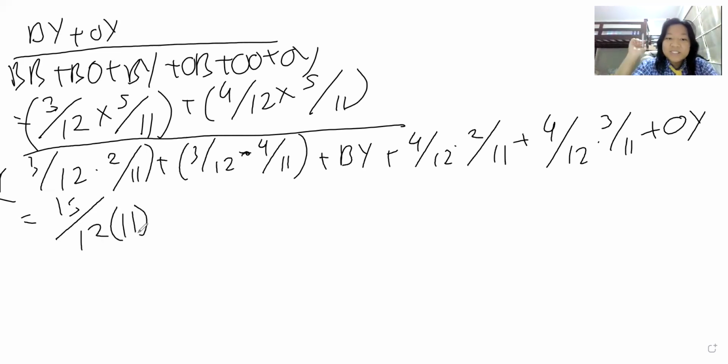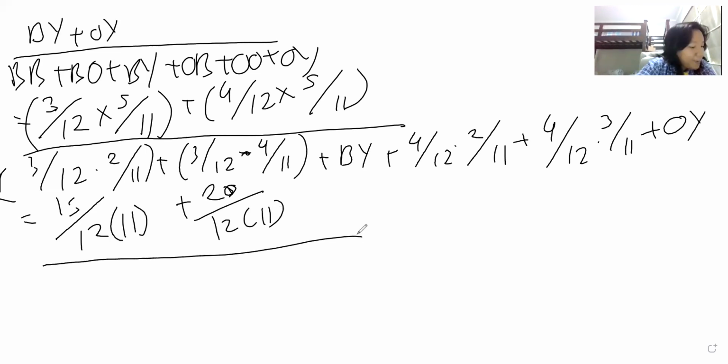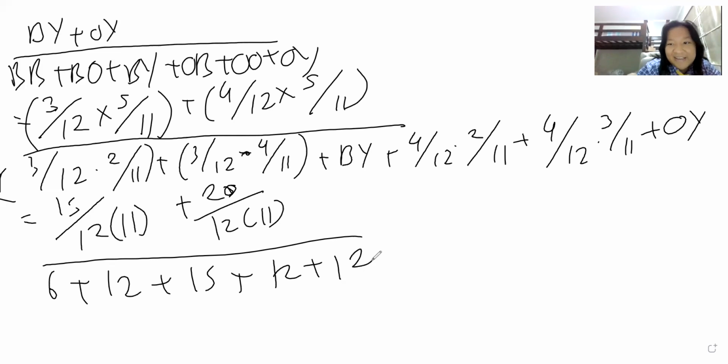I just found out that it's much easier to keep the denominators like that. You don't need to simplify it or multiply it. It will be much more complicated and it would only waste your time. So this one, 15 plus 20 over 12 times 11, over the bottom the result is all the same. So I'm going to write 6 plus 12 plus 15 plus 12 plus 12 again, and plus 12 plus 12 plus 20. Yeah.